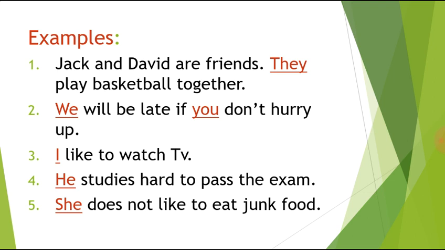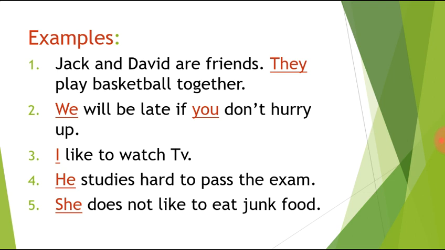Here are a few examples which show us the pronouns used in a sentence. First sentence is: Jack and David are friends. They play basketball together. So in the first sentence there are more than one person. So Jack and David, they are two persons. So here in the second sentence they describes Jack and David. So here the pronoun used is they. They play basketball together.